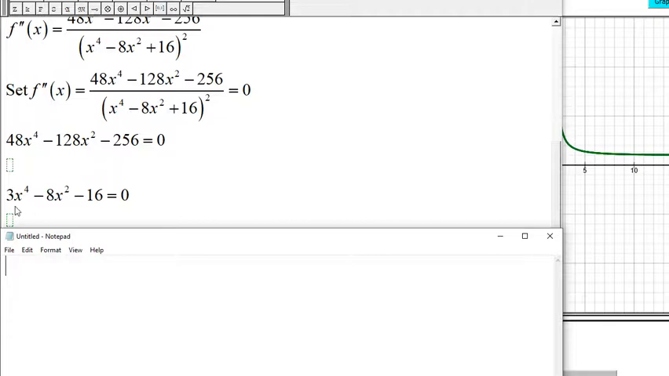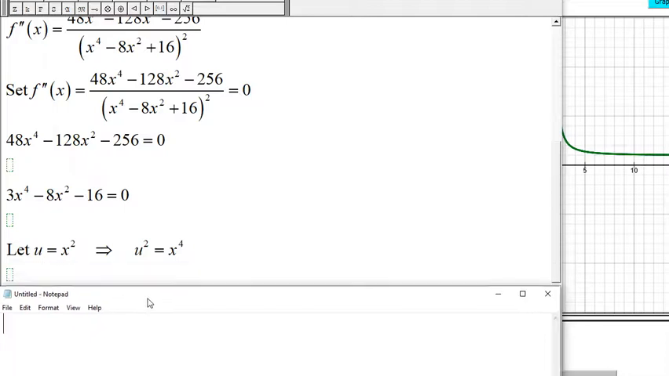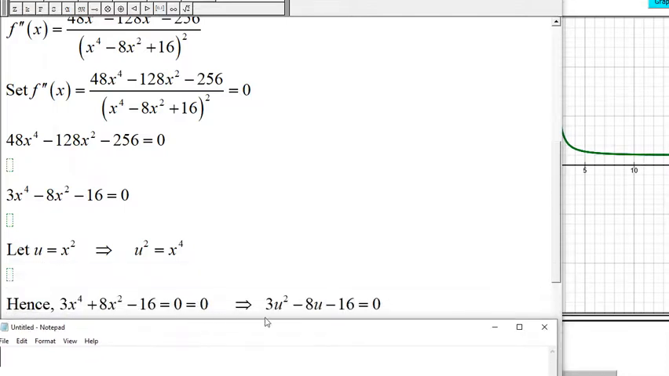This is also in quadratic form. To solve this equation, what we can do is let u be x squared. Now if we square u, then we have to square x squared. So u squared is x to the fourth. So in the place of x to the fourth, we put u squared, and in the place of x squared, we put u. And so we end up with 3u squared minus 8u minus 16.